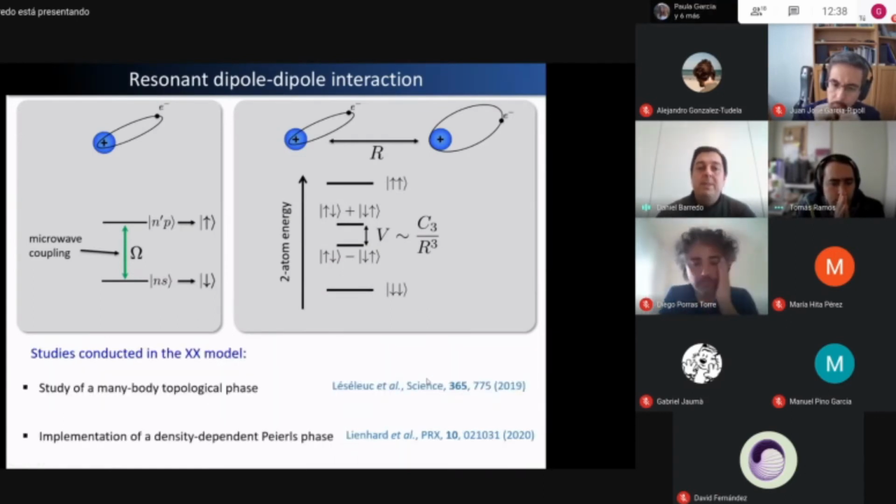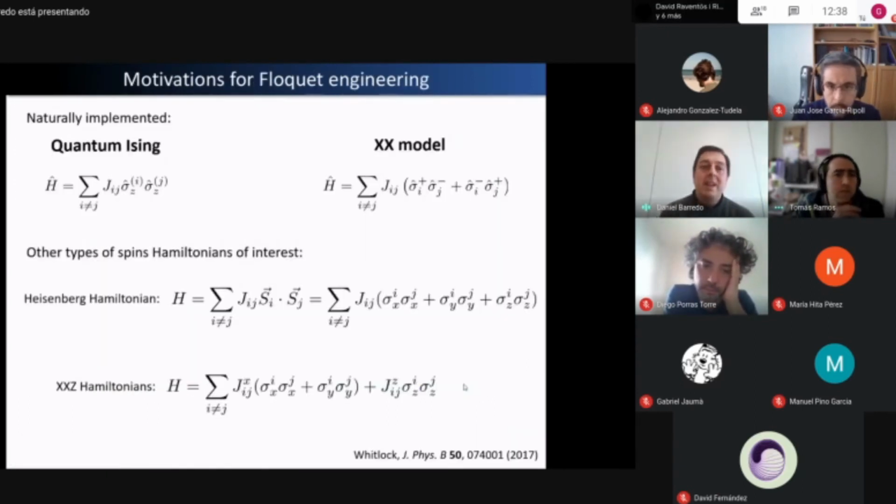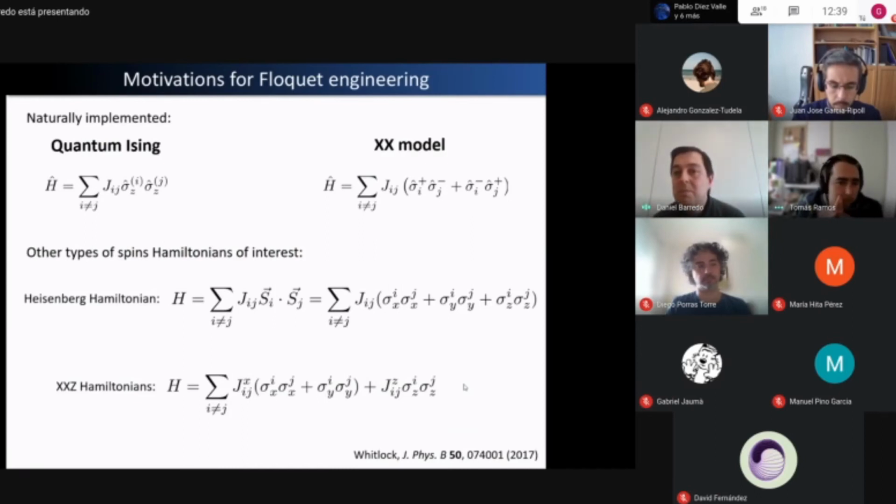Okay, so with this we have recently studied a few things, for example topology, many topological phases 2 years ago, and also we have implemented density-dependent pairs phase. But I'm not going to speak about these experiments today. But the interesting idea now is that, as I have just presented, you can use two naturally implemented Hamiltonians: the quantum Ising, just using van der Waals interactions on the one hand, and you can use resonant dipole interactions to engineer the XX model.